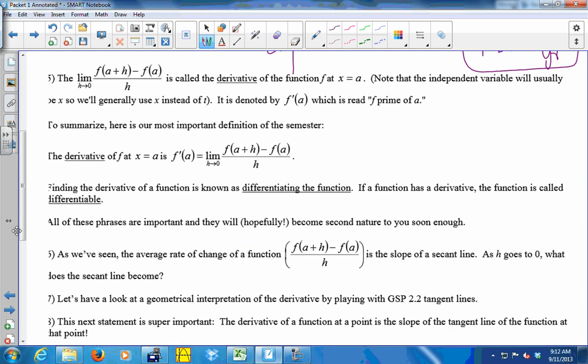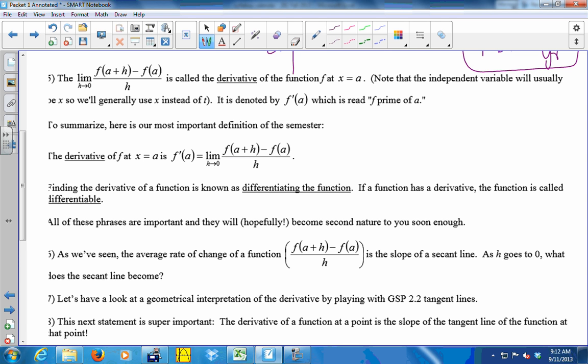All right, so this limit, this thing that we've been calculating, which we've been calling instantaneous rate of change, has a special name, and it is called the derivative. Okay, the limit as h goes to 0 of f of a plus h minus f of a over h. It's called the derivative of the function at x equals a.